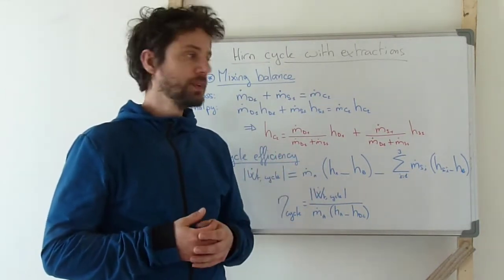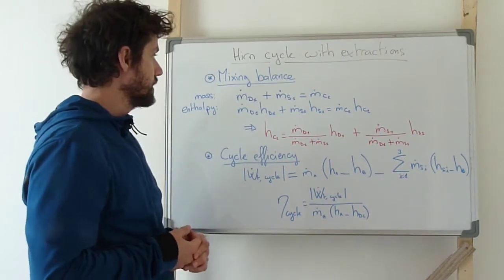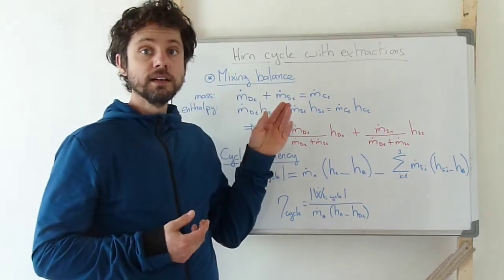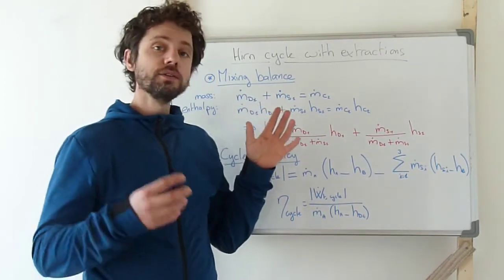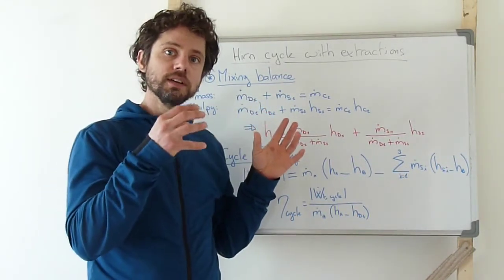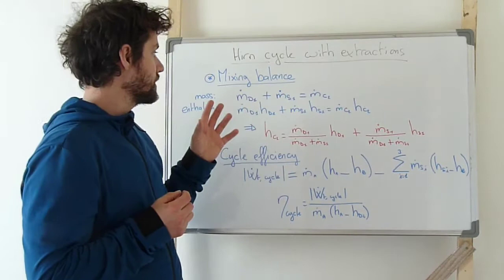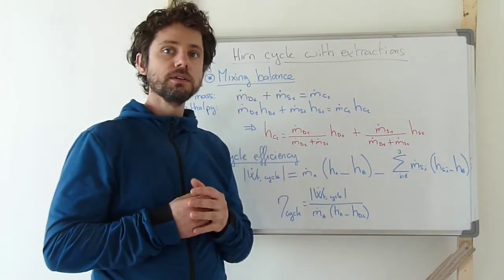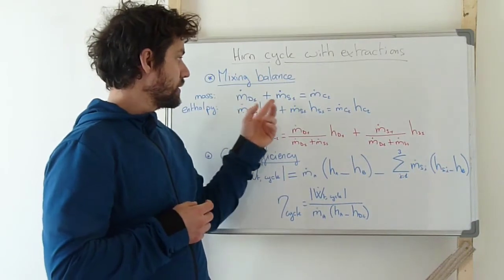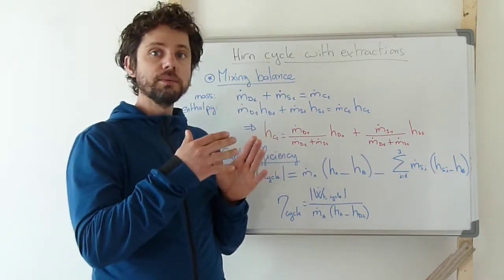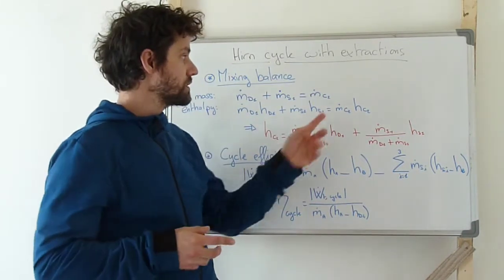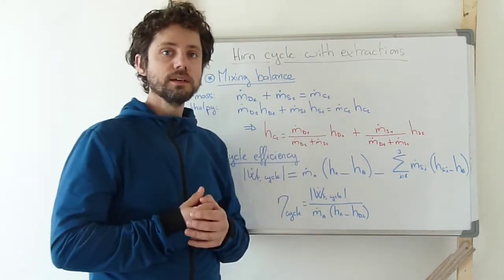of the pump. So let's take as an example for the mixing balance what's happening when the flow from the first extraction S1 is mixed with the flow from D1, so out of the first pump, and both of these flows are mixed, and the state of the mixture is called point C2 in the example.